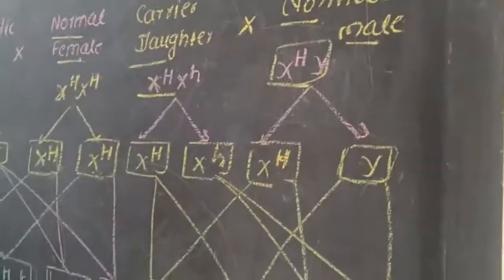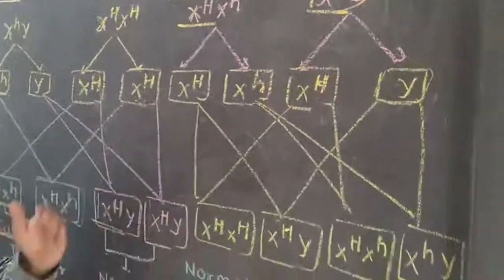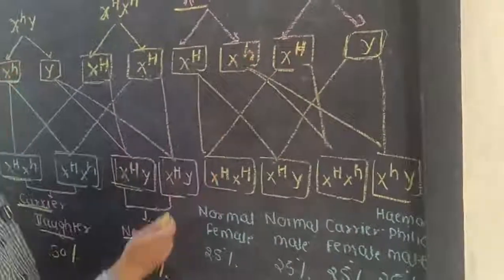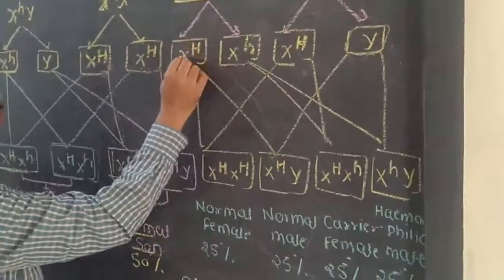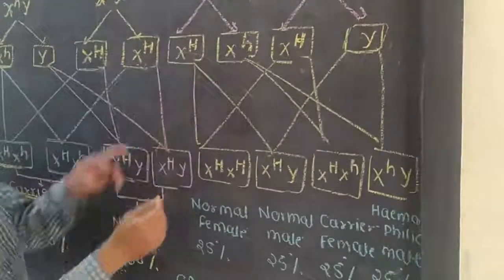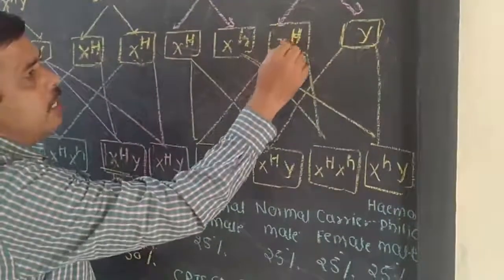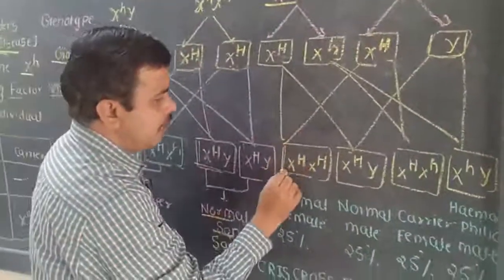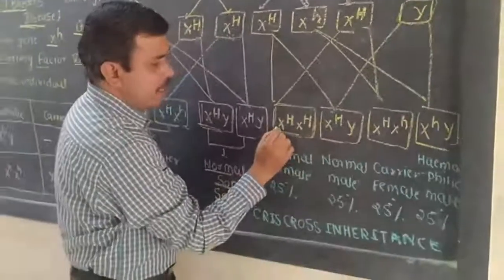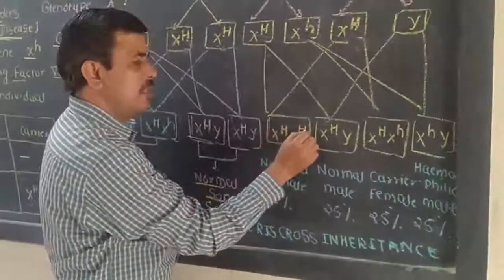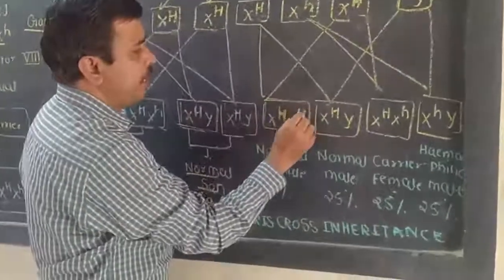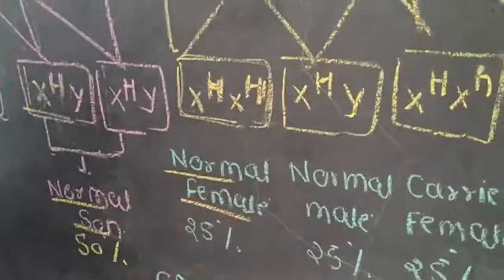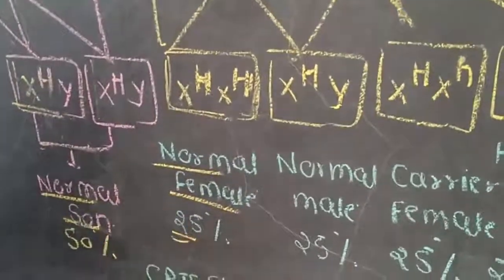Okay, now the next stage is the fertilization process, the crossing. These eggs are fused with the sperms. The egg containing the X chromosome with the dominant gene is crossed with the X chromosome of the dominant gene, and it produces a new offspring with X chromosomes having the same dominant genes, capital H and capital H. This is a normal female, with a possibility of 25%.